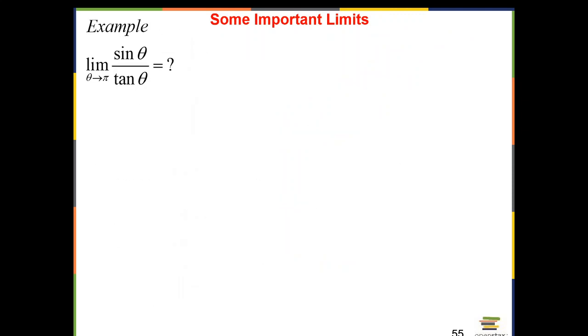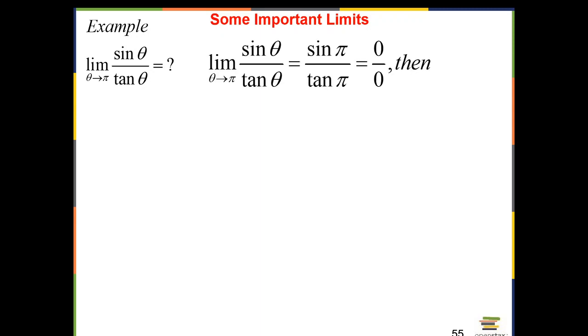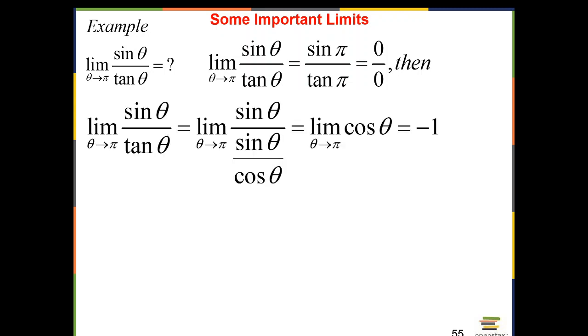All right, so what is that? Well, if we substitute, it doesn't work. Again, we get 0 over 0. How do we do it? Well, we can write tangent as sine over cosine, and then simplify it to just cosine, and the answer is negative 1, right?